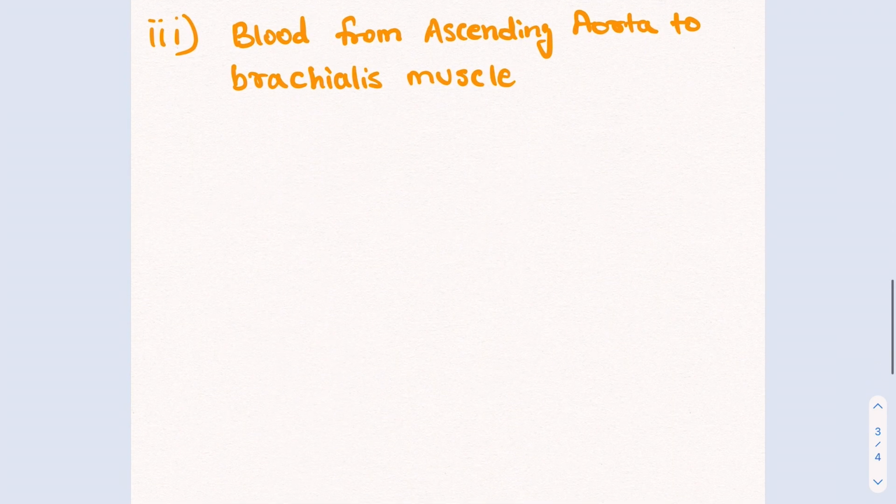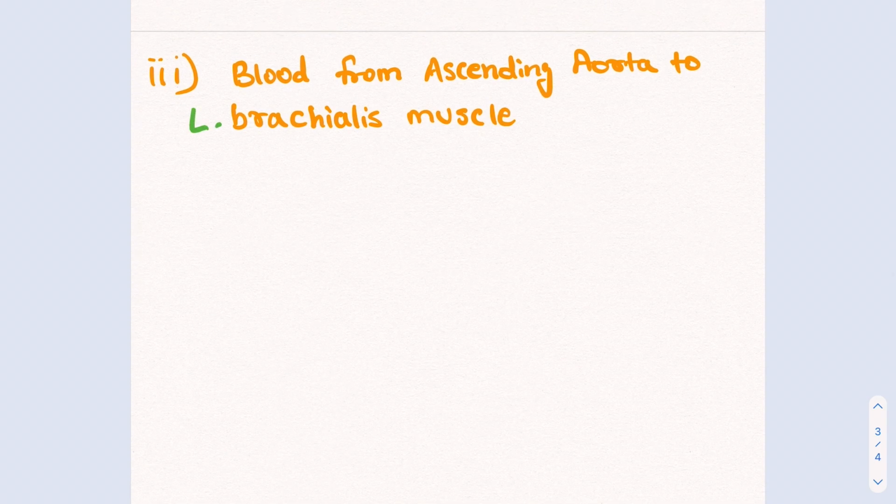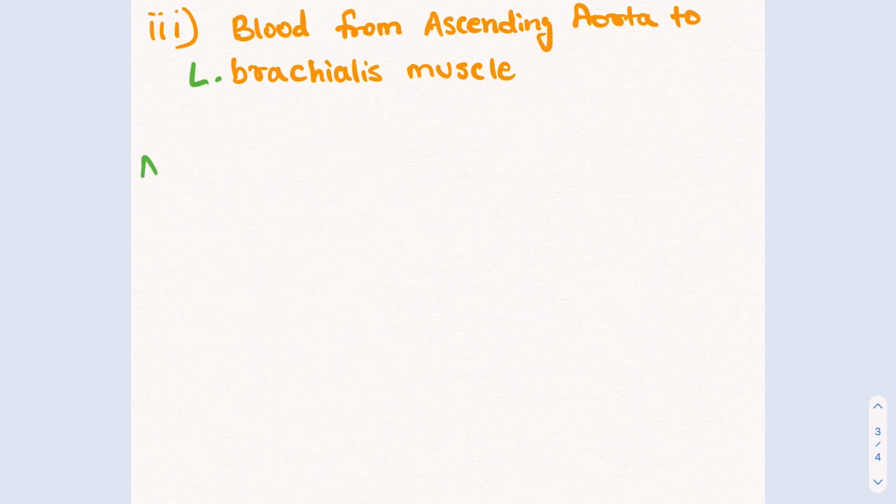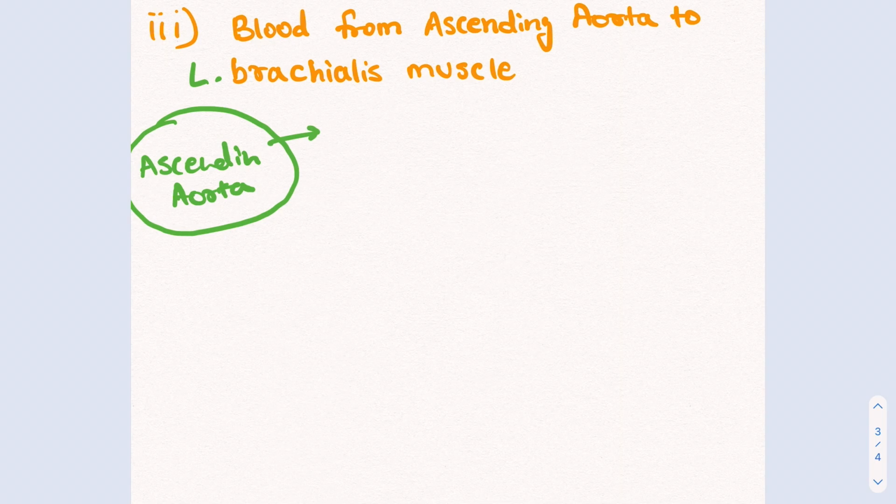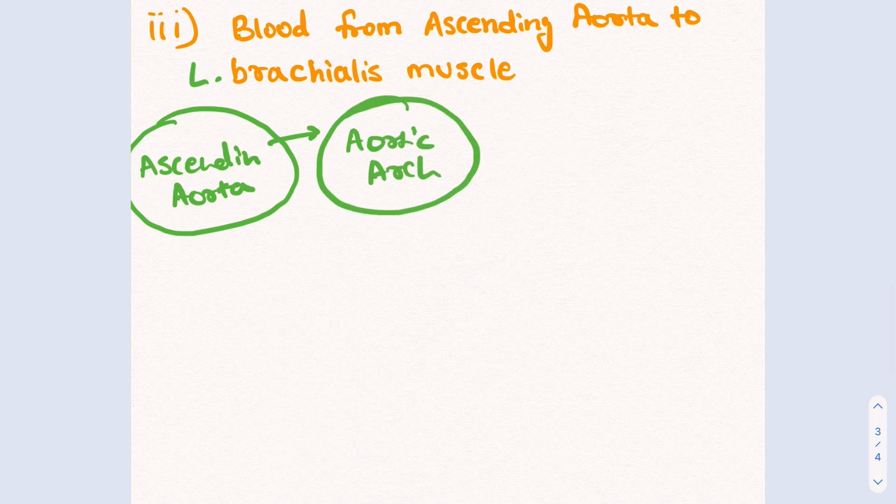Now our last example is blood from ascending aorta to brachialis muscle. And this should be left brachialis muscle. Blood, first of all, enters the ascending aorta. From ascending aorta, blood goes through the third division of the aortic arc. So let's just say it goes to aortic arc first. From aortic arc, it takes the third division, goes through the left subclavian artery.